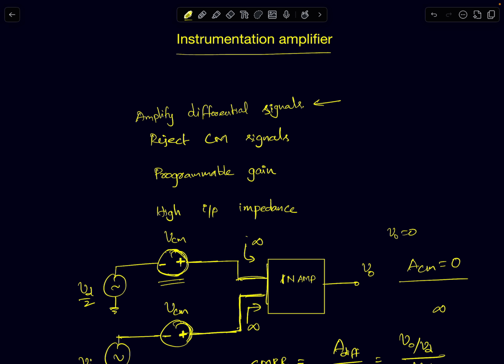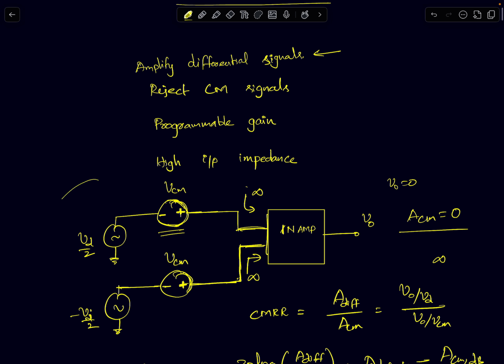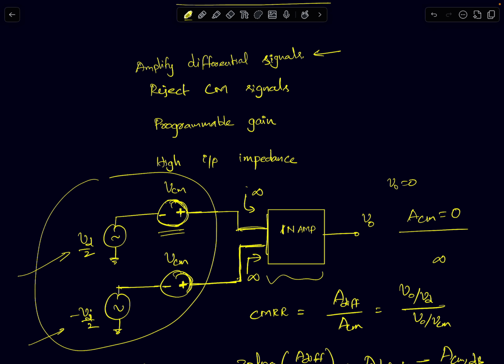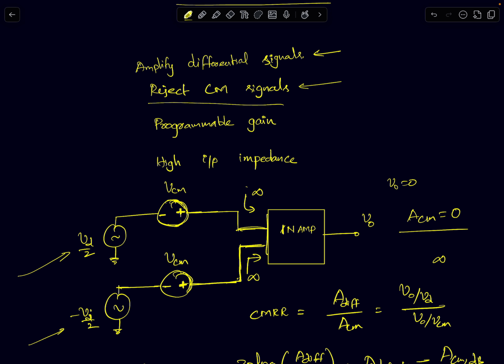In instrumentation amplifiers specifically, in many of those applications, the differential signals come with a very strong common mode component. That's what I've shown here. The differential signals are Vd by 2 and minus Vd by 2. This instrumentation amplifier should act like an ideal voltage amplifier, and it should amplify these differential signals, but it has to reject the common mode signals significantly.